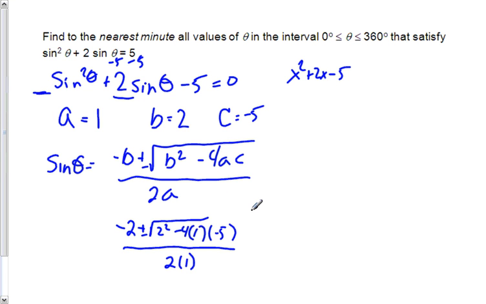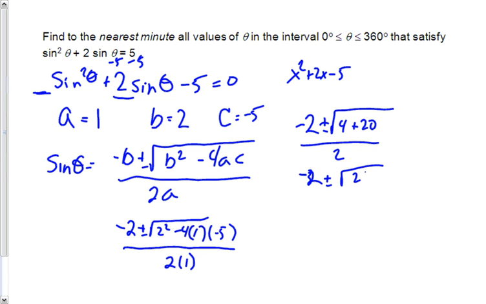Side note: if I get a negative under there, we're going to get imaginary numbers. If we have imaginary terms, we're never going to have a solution for that. That's just an FYI, it does happen. So whenever we get an imaginary number or a negative radical, remember there are no solutions at that point. All right, let's continue onward. Plugging and chugging away: negative 2 plus or minus the square root of 2 squared is 4 plus 20, all over 2, which is negative 2 plus or minus the square root of 24 all over 2.